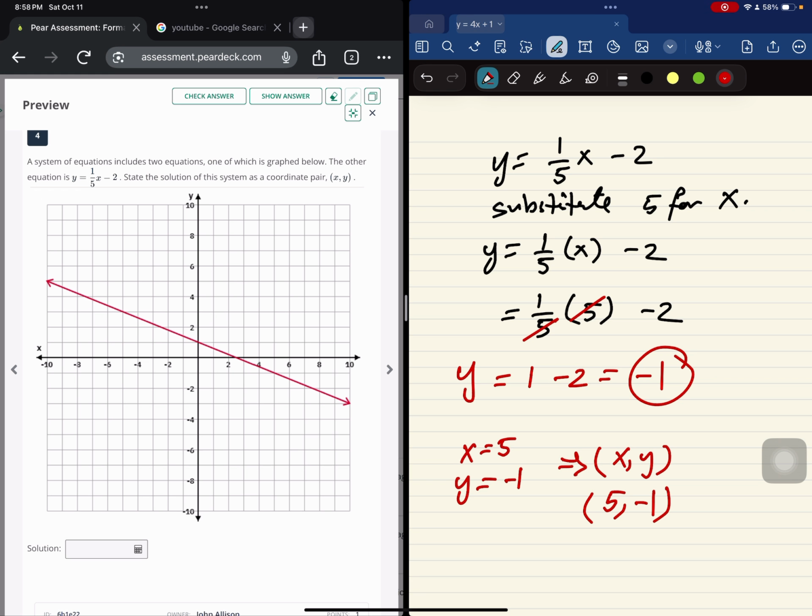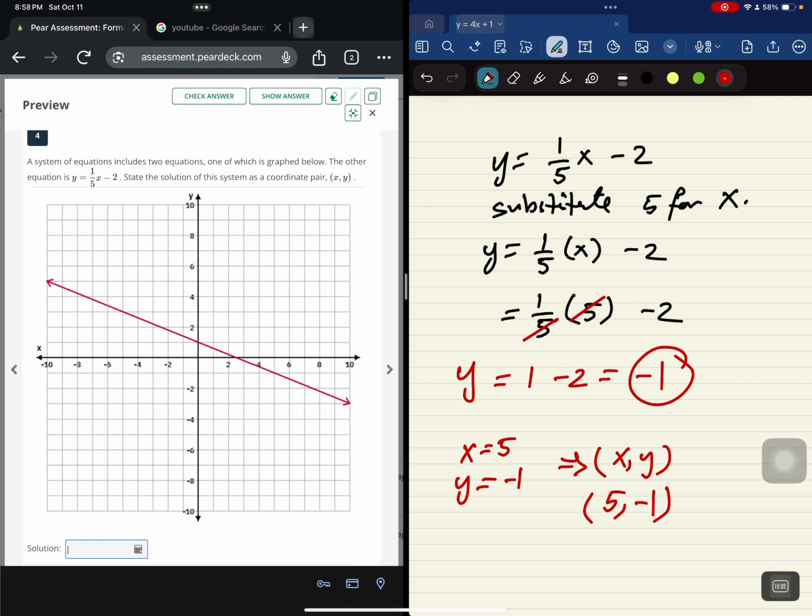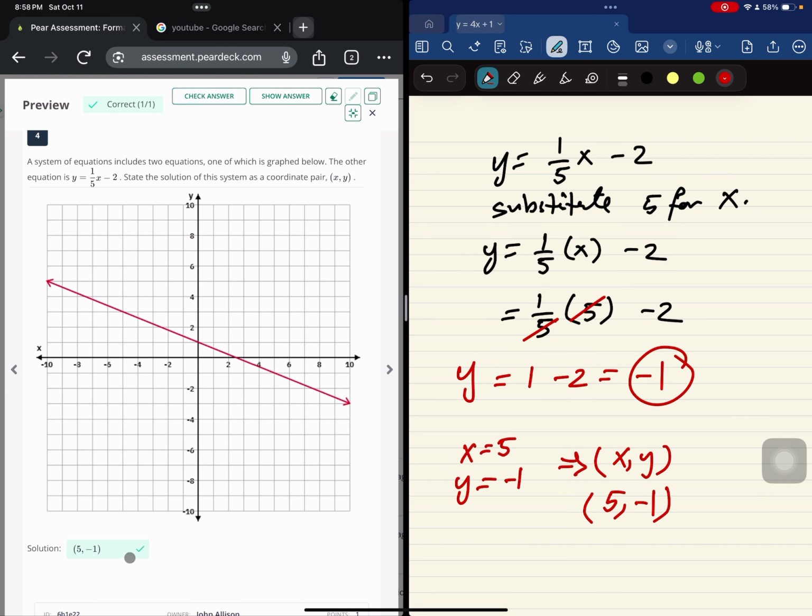If we go back to the question, we can move the point from the solution part to the question here. So we add it like this: 5, and then negative 1. And if we check the answer, we can see that the answer is true.